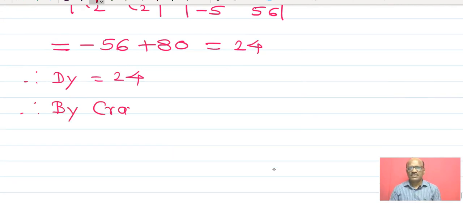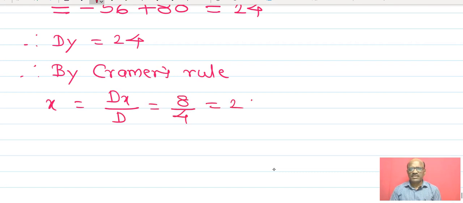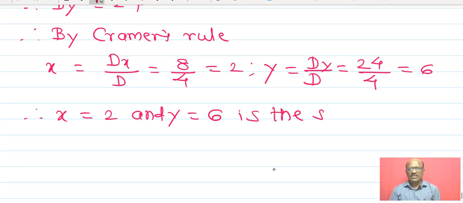Next, by the Cramer's rule, x is equal to d suffix x upon d. That is 8 upon 4, that is 2, and y is equal to d suffix y upon d. That is 24 upon 4, that is 6. X is equal to 2 and y is equal to 6 is the solution of the given simultaneous equation.